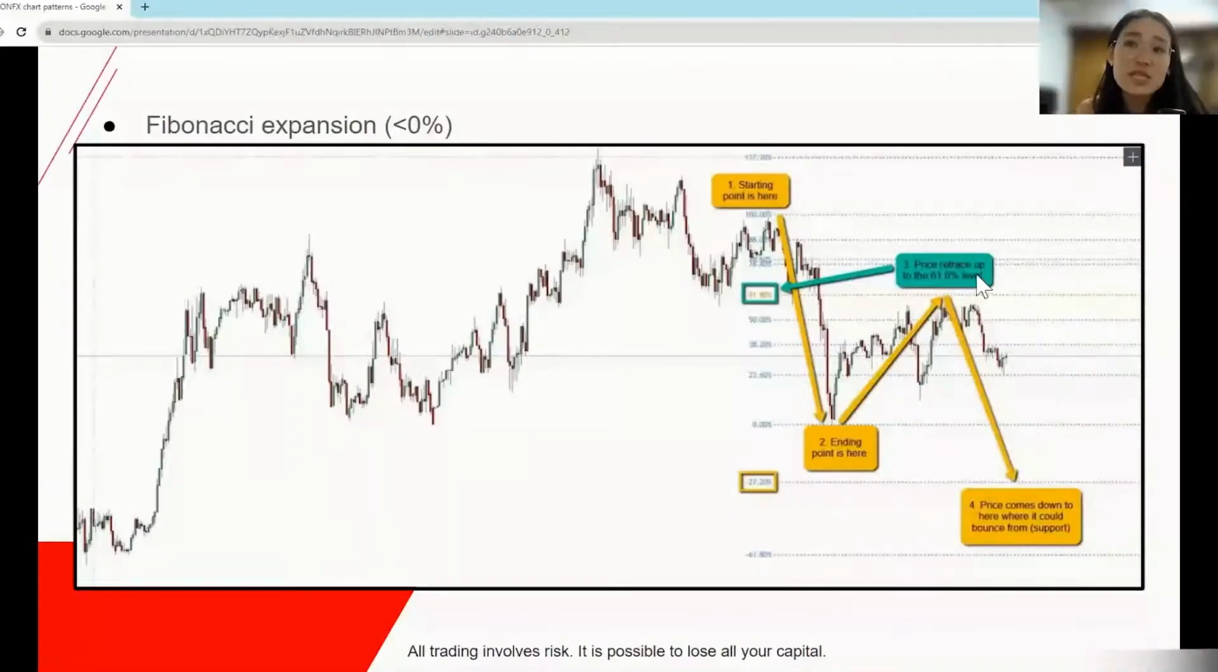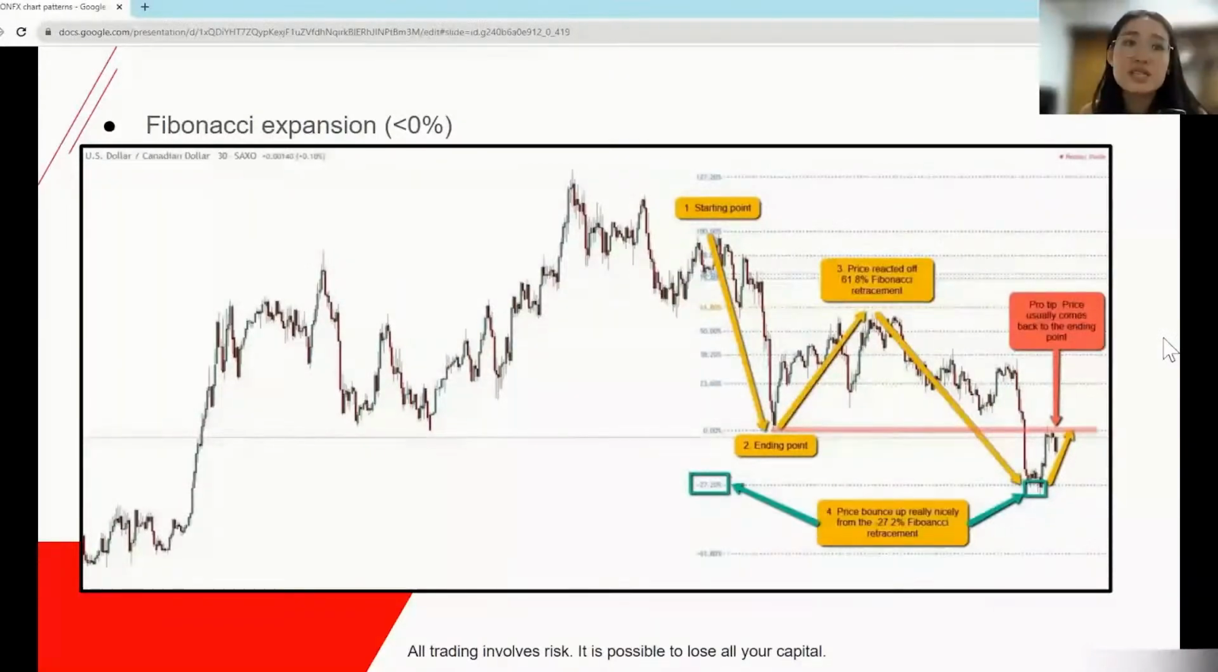Number 3, if you can see here, price retraces up to the 61.8% level. So that is our Fibonacci retracement since it's between 0 to 100%. Yeah, so levels, it respects this 61.8, reverses off of it, and it's heading downwards. And in order for us to project where price is heading towards, that's where our negatives come in. We're expecting price to come down to this negative 27.2, where it could bounce off from support.